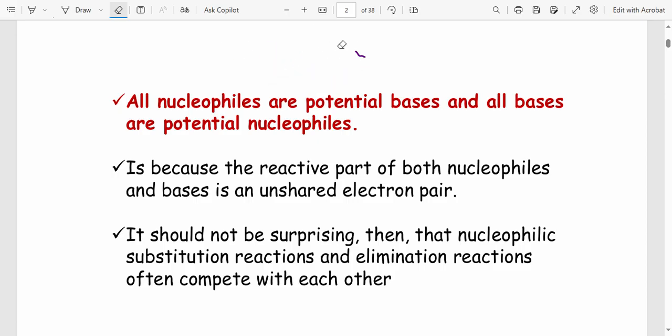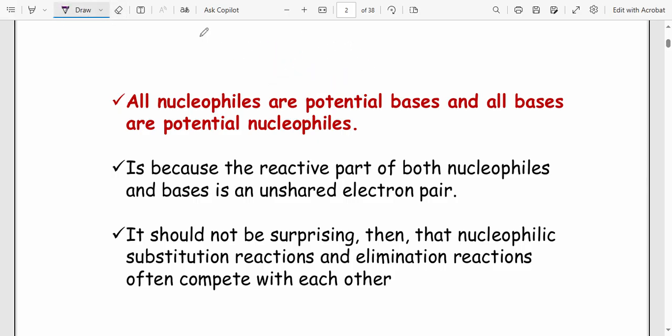Now, let's say you have got a compound like this. This is X, and then it is attached to CH3. Let's say the nucleophile here is hydroxide. This hydroxide has got two electrons. That's what makes it a nucleophile. Nucleophile is a compound that loves the nucleus. Nucleo, nucleus, phile, to love.